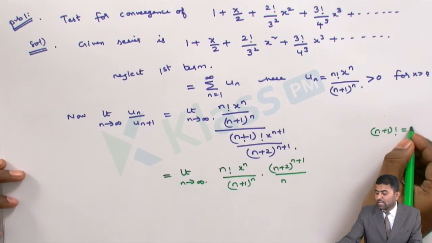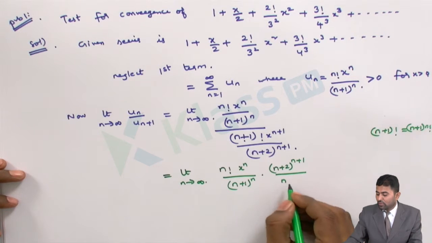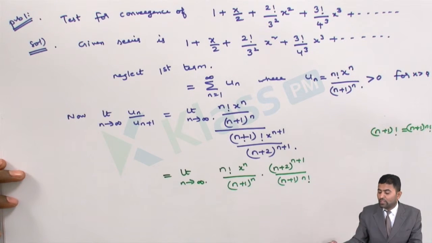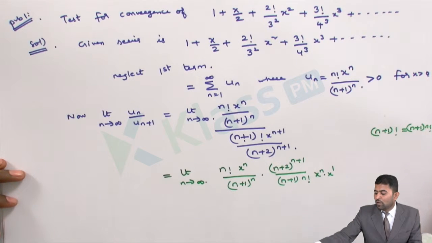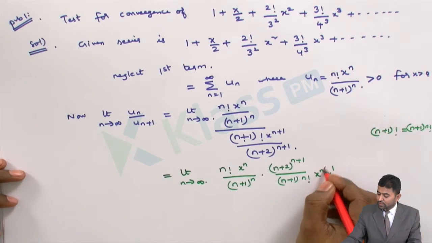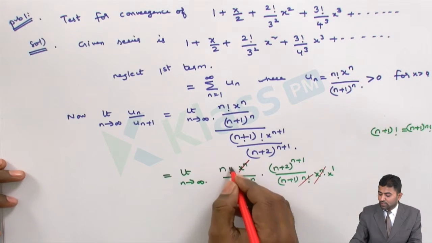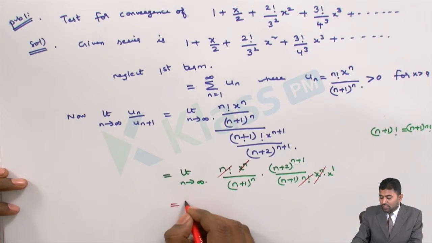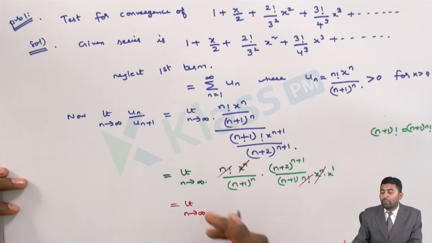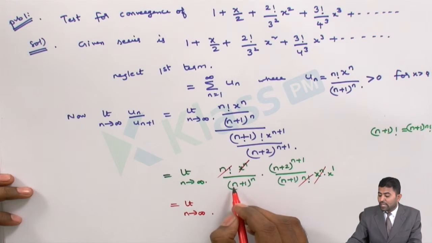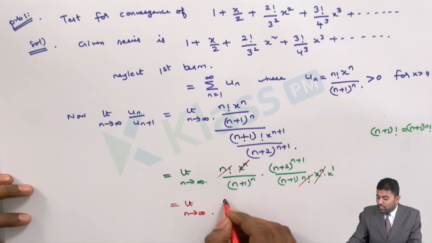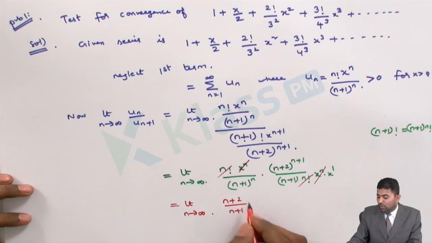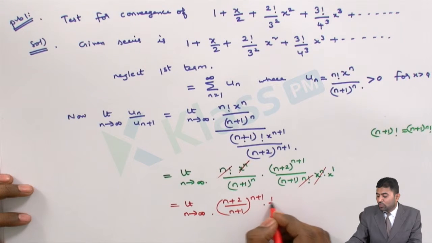I can write it as n plus 1 into n factorial. So n plus 1 into n factorial into x power n into x power 1. Right? So I can cancel this term, this term, this term, this term. Then this is equal to limit n tends to infinity. Clubbing the similar terms, I can write it as n plus 1 whole power n, n plus 1. So when clubbed, we can have the power as n plus 1 whole power n plus 1. So I'll club these two, n plus 2 by n plus 1 whole power n plus 1 into 1 by x.